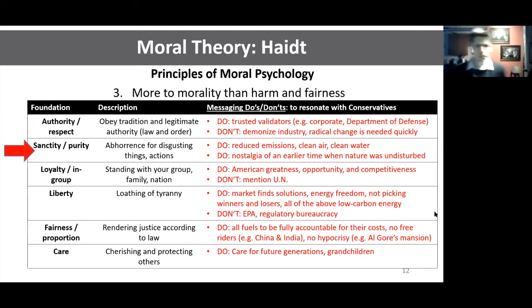Okay, sanctity, purity. The description is abhorrence for disgusting things or actions. With a conservative audience, I would recommend talking about reduced emissions and particularly clean air and clean water. That is something we could all agree on. We all want to see a clean planet, and most people oppose litter and trash being around. So you can resonate on things like reduced emissions because most people are going to want that.